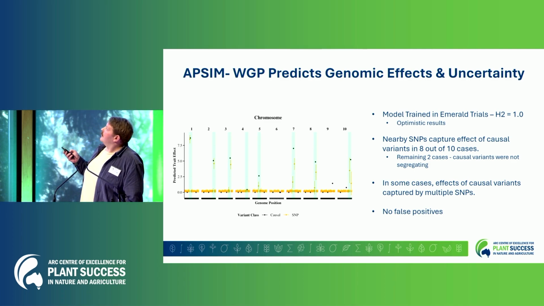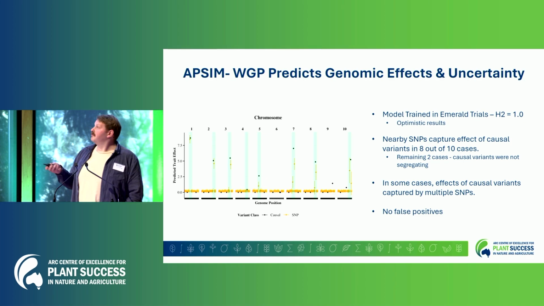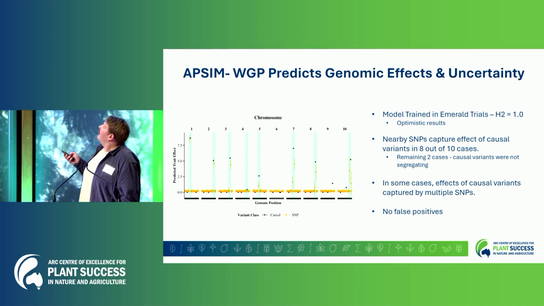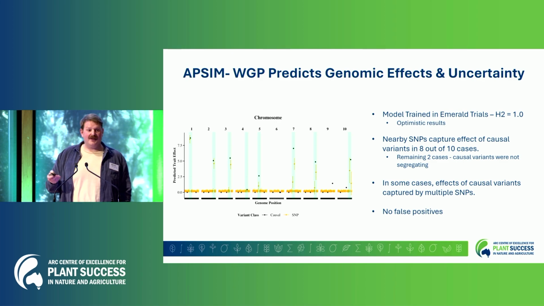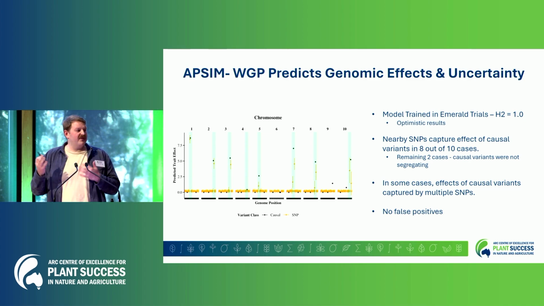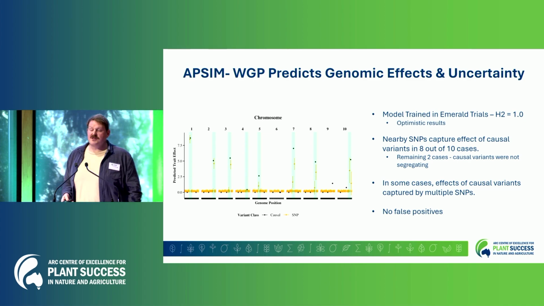And in most situations, this central dot is pretty close to the predicted effect, pretty much overlapping with the true effect. The only situations where we can't do that weren't a problem with the algorithm, but actually because these two sites here, which aren't highlighted, were already fixed. So there's no variation, so we couldn't actually map them.